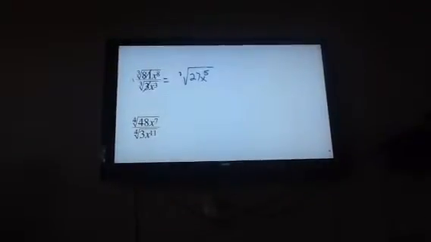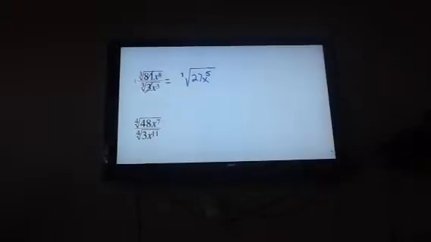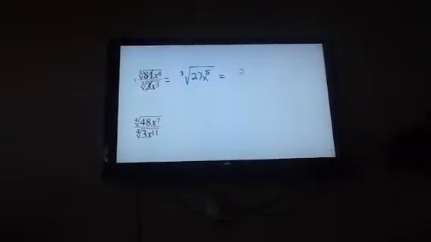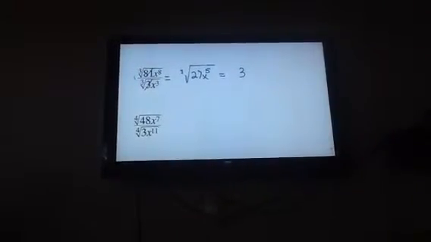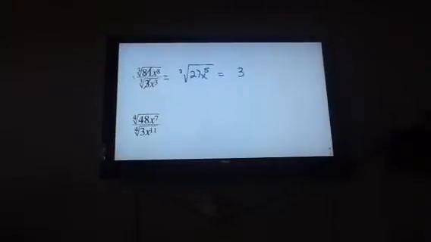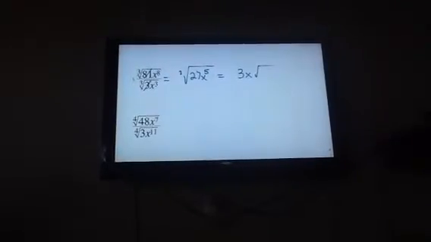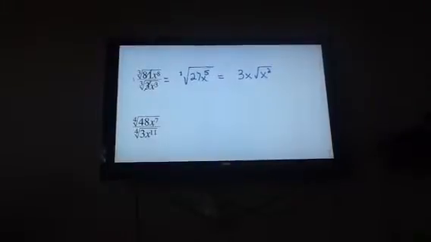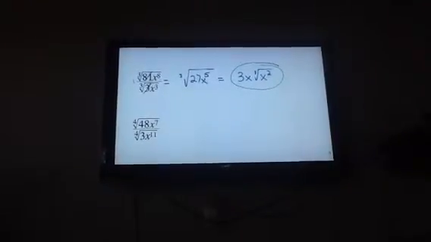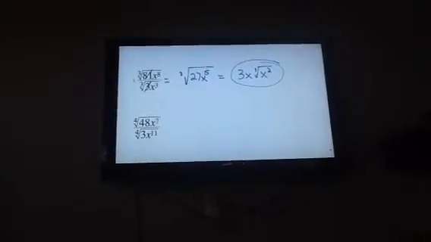and then simplify. So the cube root of 27 is a perfect cube. That's 3. And then 3 goes into 5 one time with 2 left over. And don't forget that little root symbol. So 3x cube root x squared.